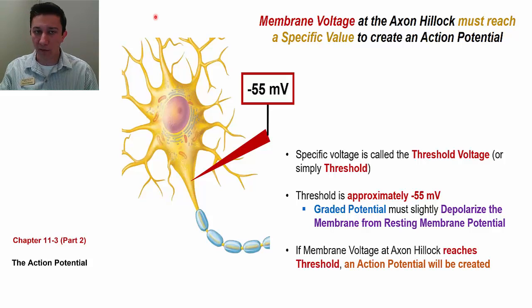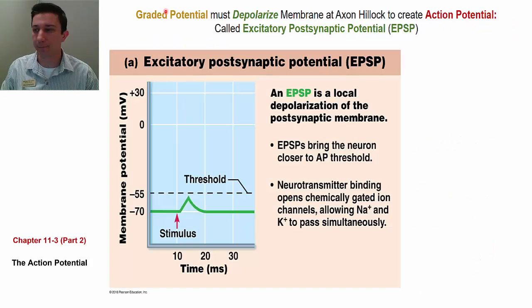Okay. If our graded potential in our soma or in our dendrites depolarizes the axon hillock and it reaches threshold, then the axon hillock will create an action potential. And this action potential will spread the entire length down our axon. Okay. All right.